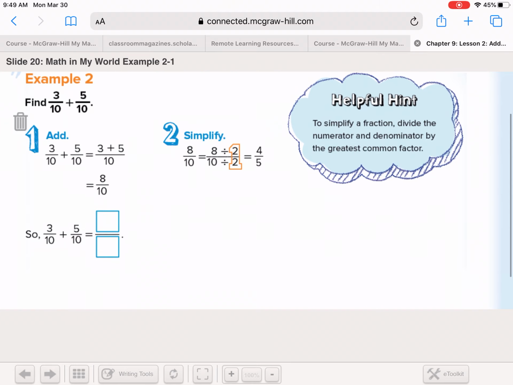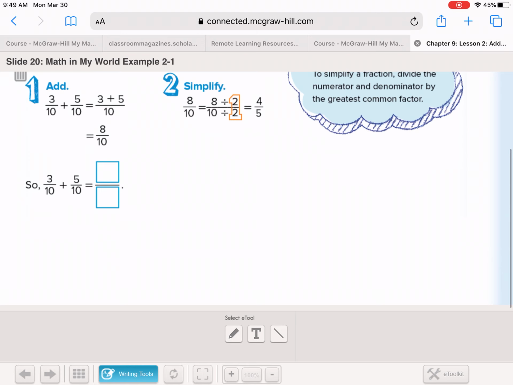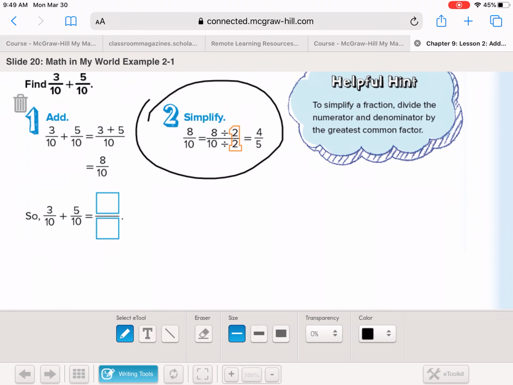Okay. Math in my world. Here's the next one. 3/10 plus 5/10. So 3 plus 5 is 8. And we get 8/10. But then they want you to write it in simplest form. So you have to divide by the same number on the top that you do on the bottom. Simplest form is when you divide. So that's why right here, step number 2, they have that simplify step. You have to do that.